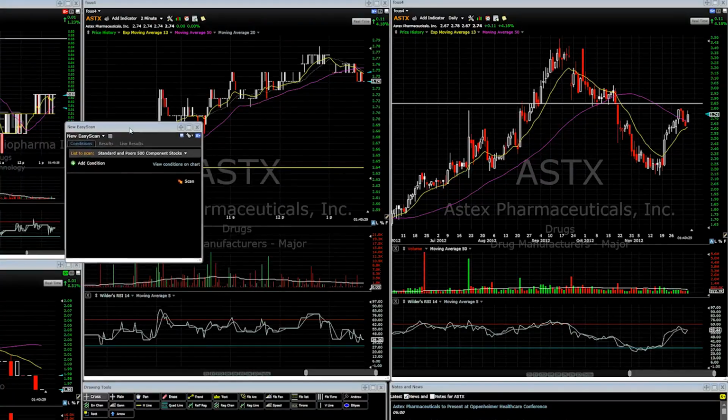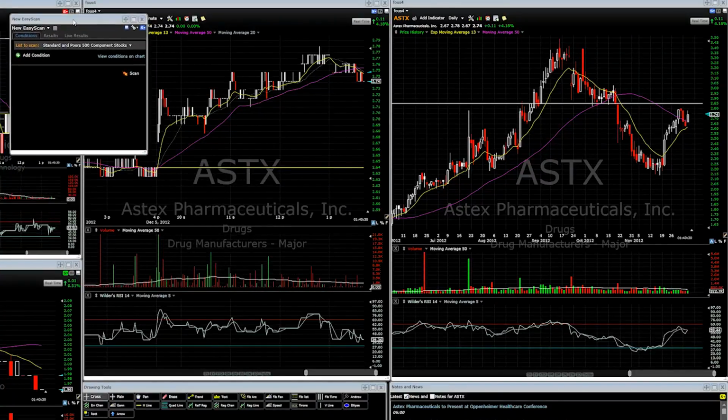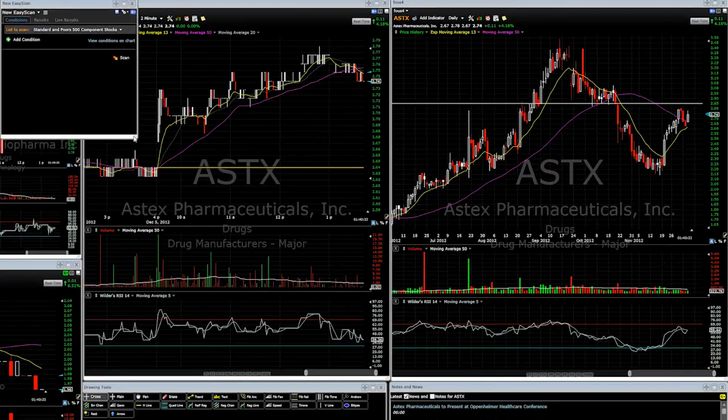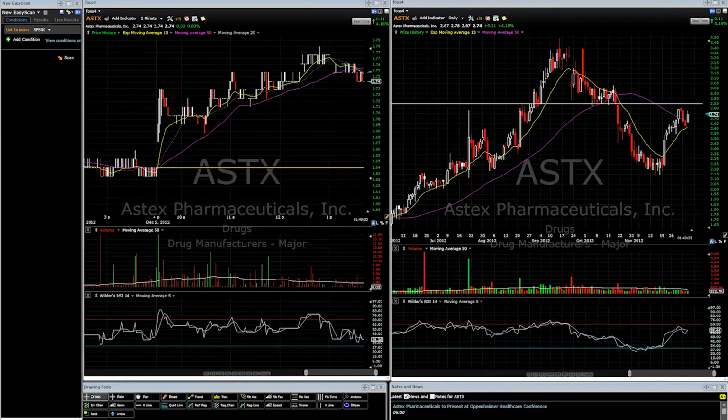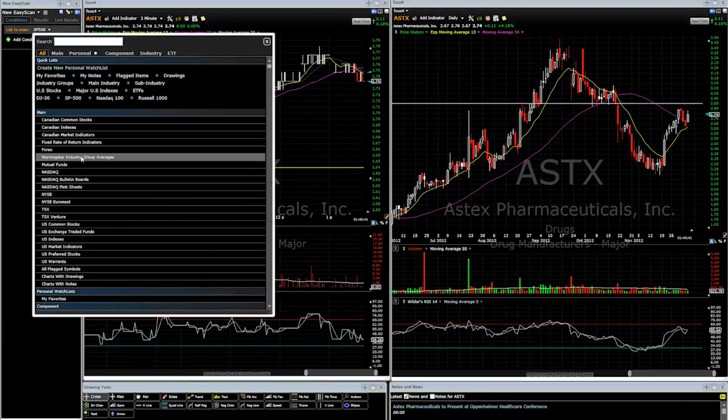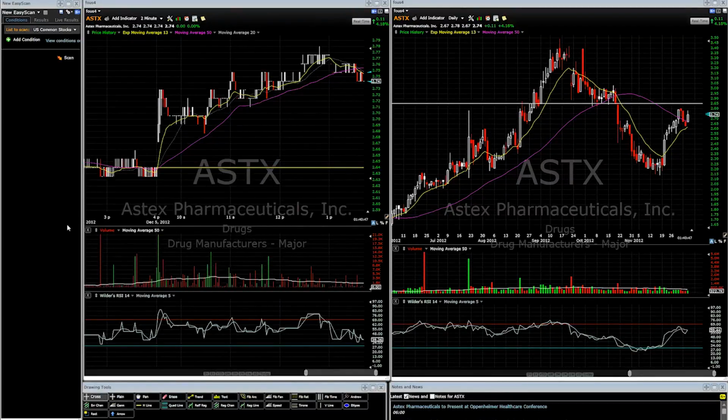Here you're just going to add some conditions that you want to meet some criteria with. Let's pull this down here. What I like to do is first, it's automatically on S&P 500. What we want to do here is look at all U.S. common stocks, so basically all Amex, NASDAQ, New York Stock Exchange, etc.